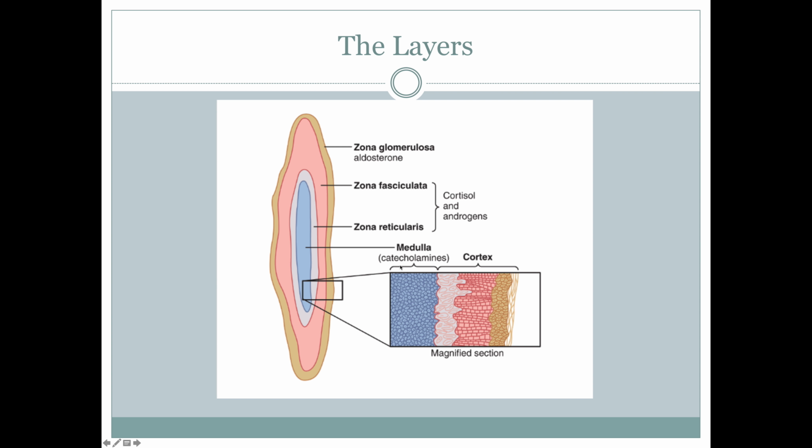So here are the different layers you should know, and not only should you know what they look like and where they are, but you should also know what's made by each region. So we're going over this right now. The outermost region, the zona glomerulosa, makes aldosterone. And aldosterone is our sodium-sparing hormone that is released in times when we have low blood pressure.